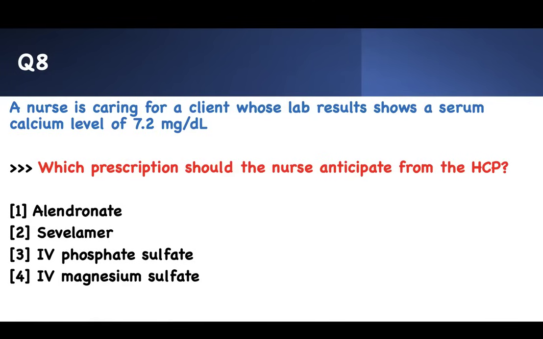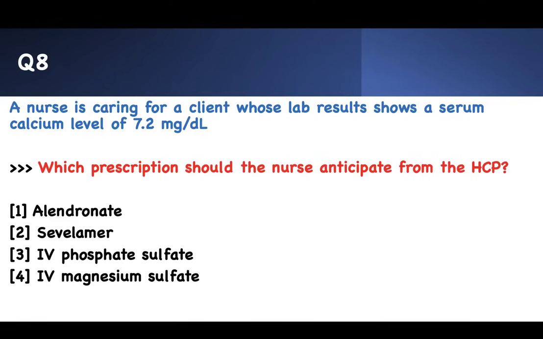What do you want to do? Decrease it. What do you think? Which prescription should you use? Anything that will increase your calcium. Alendronate, do you think it increases calcium? Cinacalcet, does it increase calcium? IV phosphorus sulfate, does it increase calcium? IV magnesium sulfate, does it increase calcium?